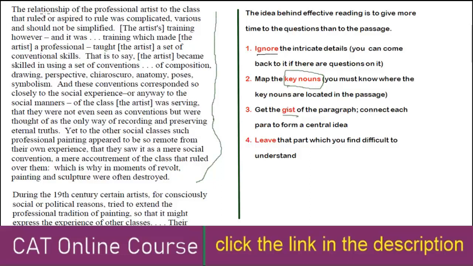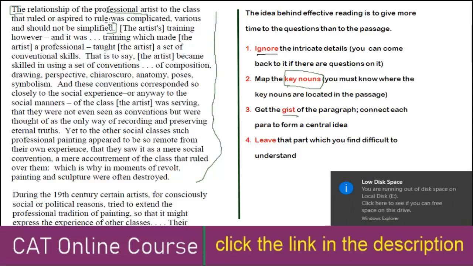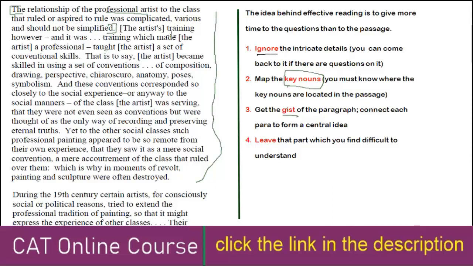It says, the relationship of the professional artist to the class that ruled or aspired to rule was complicated, various, and should not be simplified. So here you have the first sentence with which many of you might not be familiar, but it tells you that the professional artist had a relationship with someone. And who was that person? It was the ruling class, or the one who ruled, right?